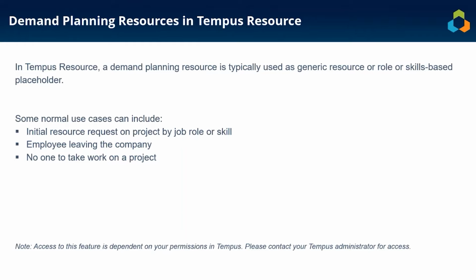In this video, I'm going to be going over demand planning resources in Tempus Resource. A demand planning resource is typically used as a generic resource or a role-based placeholder. And really the key difference between a named individual, like a person, and a demand planning resource in Tempus is that they have no capacity, but can still hold demand against projects.